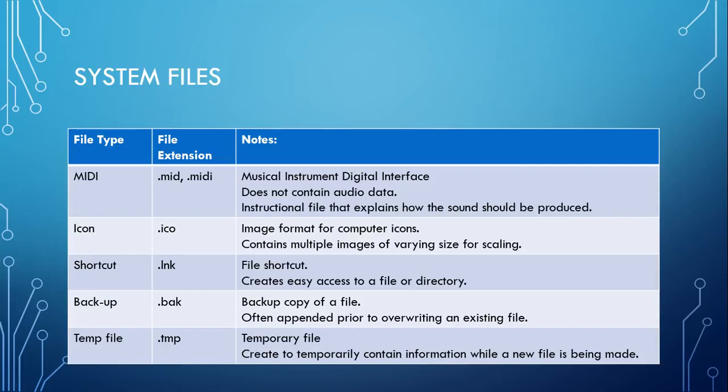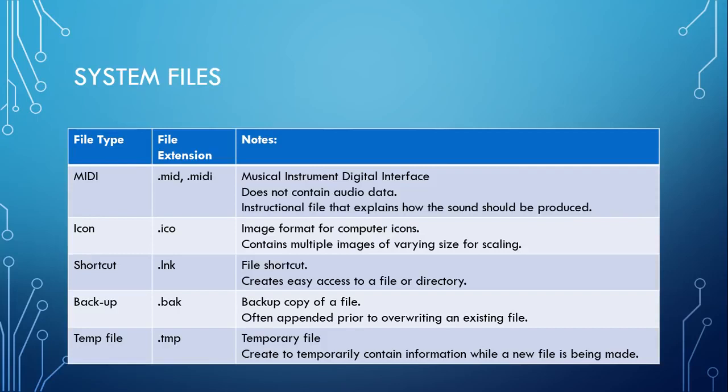And these are often appended to a file prior to overwriting an existing file. So let's say you're opening an existing Word document and you're editing it. While you have that file open, you might have a BAK file be generated. I'm not saying Word necessarily uses .bak. They might use a TMP, like a temporary file or something like that. But a lot of times you'll see that kind of information used for something like that.